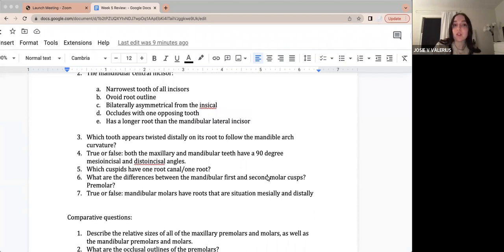Okay, number 3, which tooth appears twisted distally on its root to follow the mandibular arch curvature? This will be the mandibular lateral incisor.